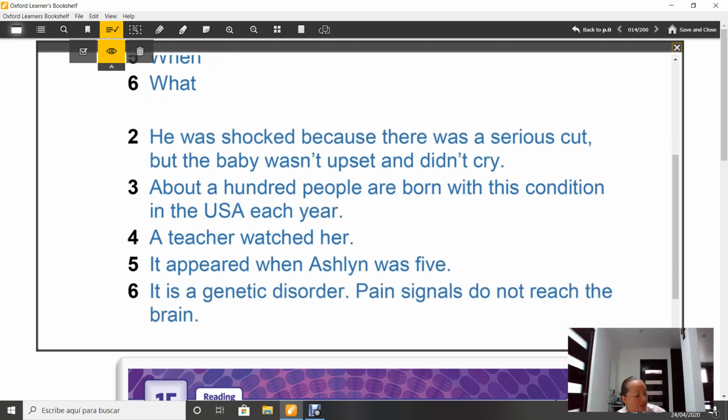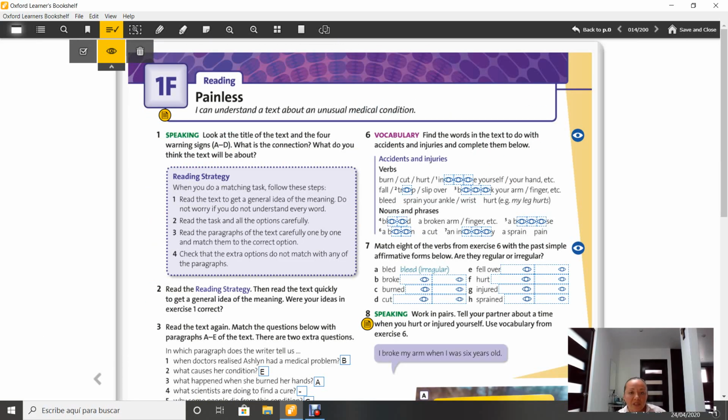And 6. What is the cause of Ashlyn's medical condition? It is a genetic disorder. Pain signals do not reach the brain. Okay? So here are your answers. Please check all of them. And let's go. If you have finished, let's continue with exercise 6 for vocabulary.